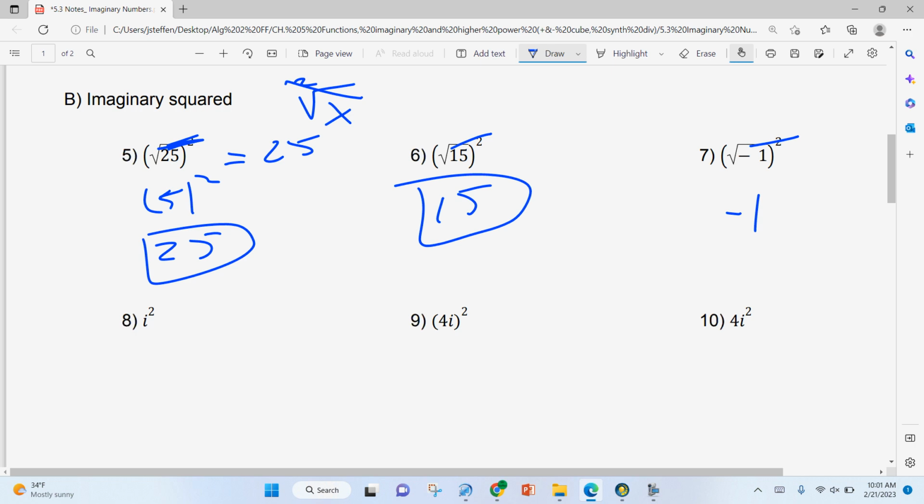On number 8, we have i squared. What's that going to be? This is a tricky one. Does anyone want to have a stab at it? Negative 1, absolutely. Good. Because i is the same thing as the square root of negative 1. Well, the square root of negative 1 squared is negative 1. So again, i is the same thing as the square root of negative 1. So if we have i squared, that's the same thing as the square root of negative 1 squared. And that cancels, and so that's why i squared is the exact same thing as negative 1.